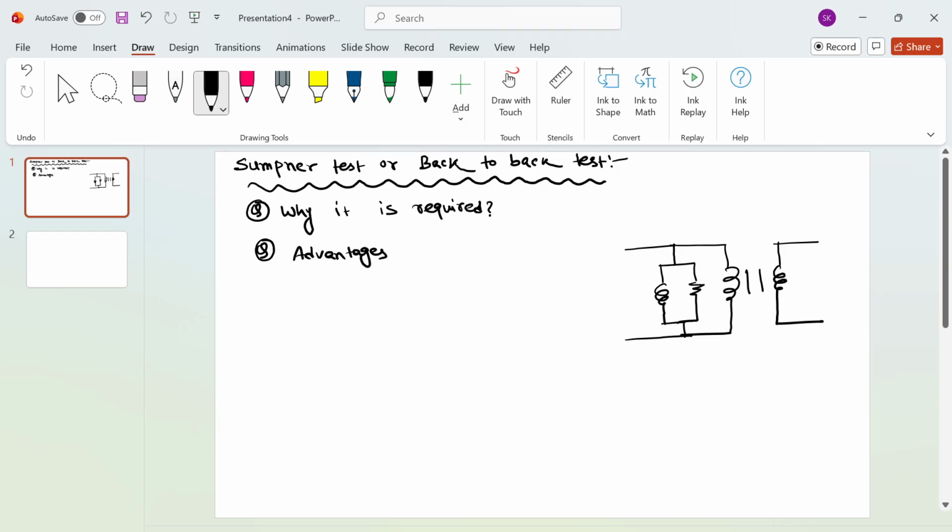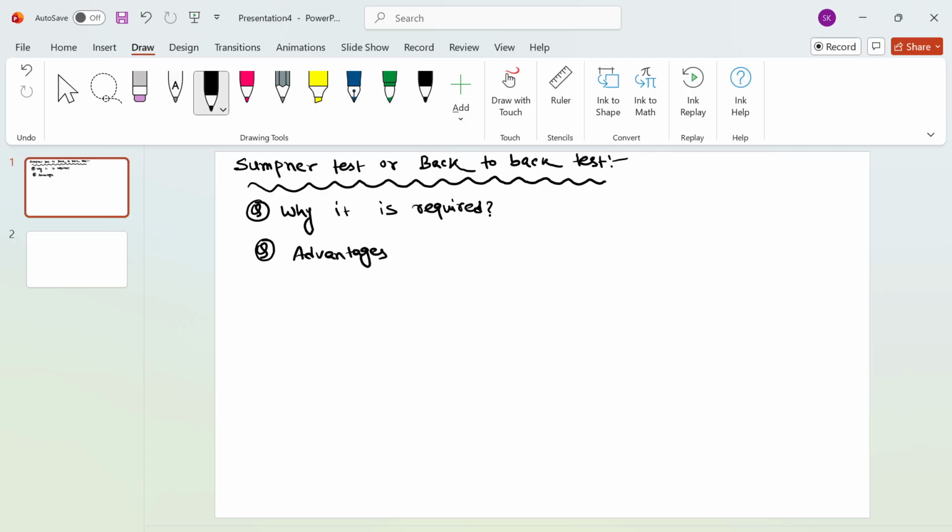Now, in the short circuit test, we get the winding copper loss, and in that case, we neglect the core loss of the transformer. So we have two tests: one is giving core loss, another is giving copper loss. But the issue is, we are not performing these two tests simultaneously.